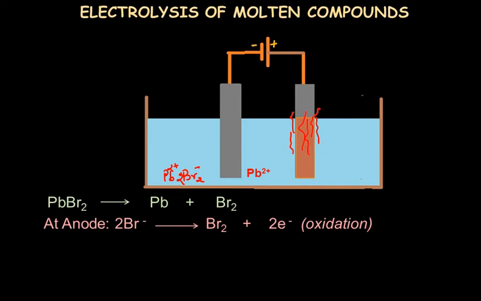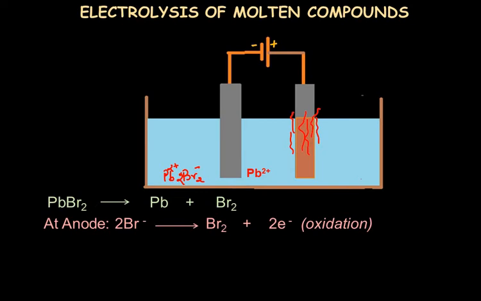Here we call it oxidation because the bromide ion loses electrons, and as we have already seen in our earlier video on redox, losing of electrons is oxidation. So at the anode, oxidation always occurs.